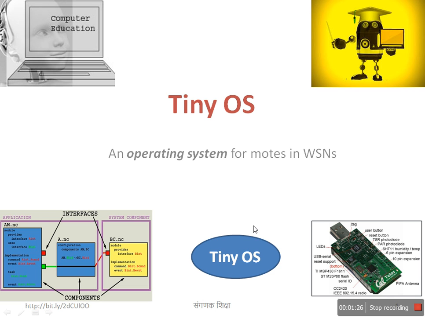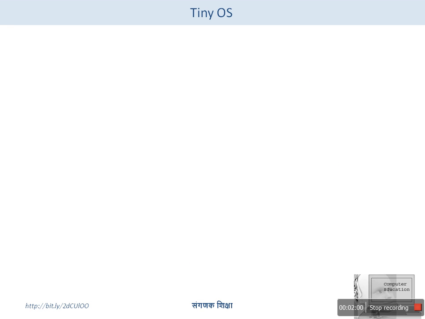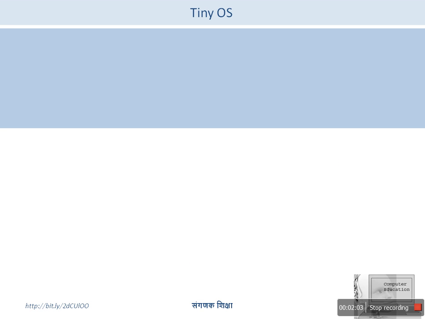So here TinyOS provides a medium or an interface between your user program, which contains some application, and the hardware, which contains some configurations for different types of applications, like hardware for pressure sensing, temperature sensing, and many more applications. So TinyOS is an operating system especially made for the motes in wireless sensor networks. Let's start with the introduction of the TinyOS operating system.